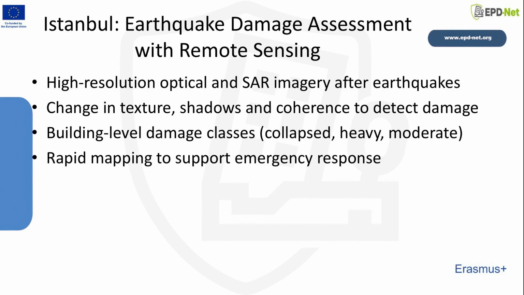These methods enable the rapid generation of building or block-level damage maps that classify areas into categories such as collapsed, heavily damaged, moderately damaged or apparently unaffected. Although such analyses require careful calibration and validation, they provide crucial information during the emergency phase, supporting situational awareness when ground surveys are still incomplete and helping authorities to prioritize search and rescue, debris removal and initial relief operations.